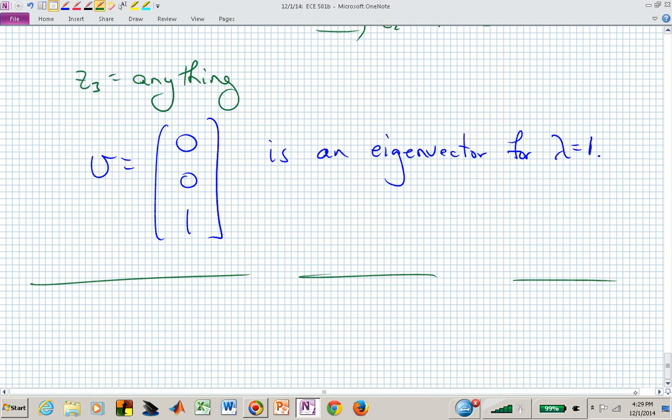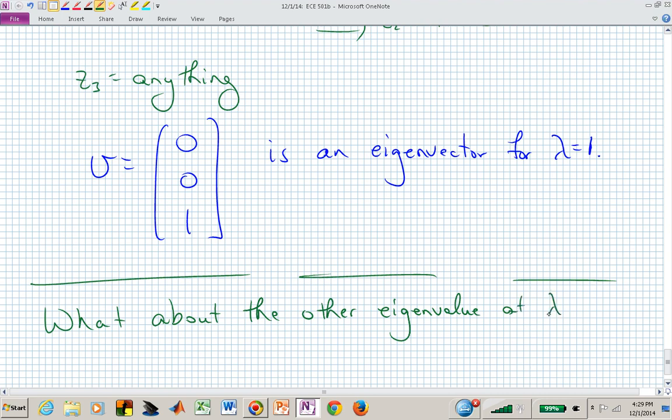But now we're basically out of vectors, aren't we? And we need a third one. We only have 2 vectors in a 3-dimensional vector space. We need to figure out what's going on with that other eigenvalue, which was lambda equal to 0. What about the other eigenvalue at lambda equal to 0?